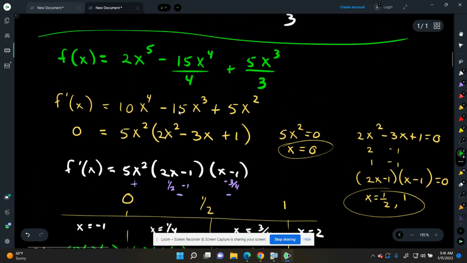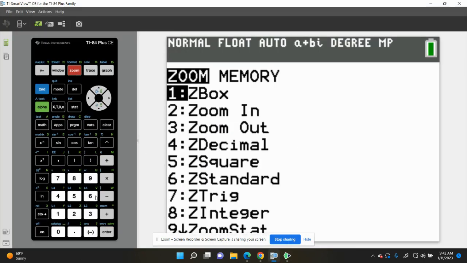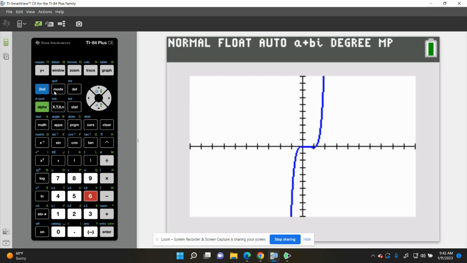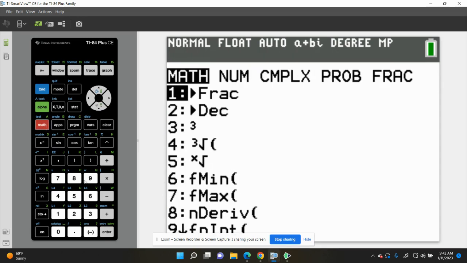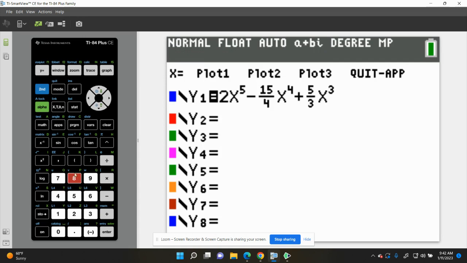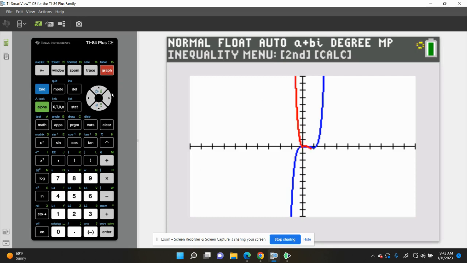10x to the 5th. Oh, you know what I'm going to do? Let me go back here. Okay, this is my f of x. I'm going to graph the derivative. Okay, so I'm going to do nDeriv, with respect to x, and I'm going to put y1 in there, and I'm graphing it for all values of x. Okay, so red is the derivative.